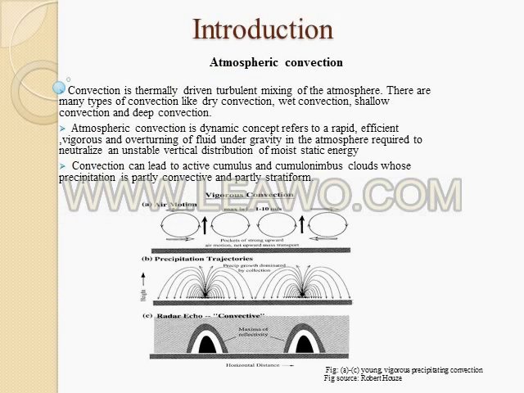So in the introduction part, atmospheric convection is, as we know, thermally driven turbulent mixing of the atmosphere. There are many types of convection that we can see, like dry convection, wet convection, shallow and deep convections. Atmospheric convection is a dynamic concept that refers to a rapid, efficient overturning of a fluid under gravity in the atmosphere that requires neutralizing an unstable vertical distribution of moist static energy, and the convection can lead to active cumulus and cumulonimbus clouds whose precipitation is partly stratiform and convective type.